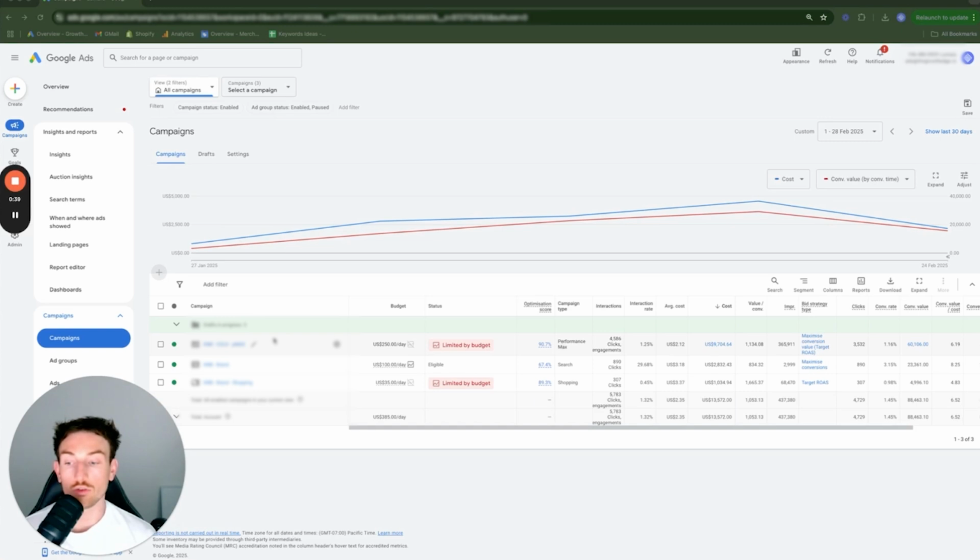I'm going to walk you through that in this video because this person made this mistake and basically took them from a 6x return on ad spend to a 1x return on ad spend pretty much overnight and destroyed their accounts. If you don't want to make this mistake, keep watching.